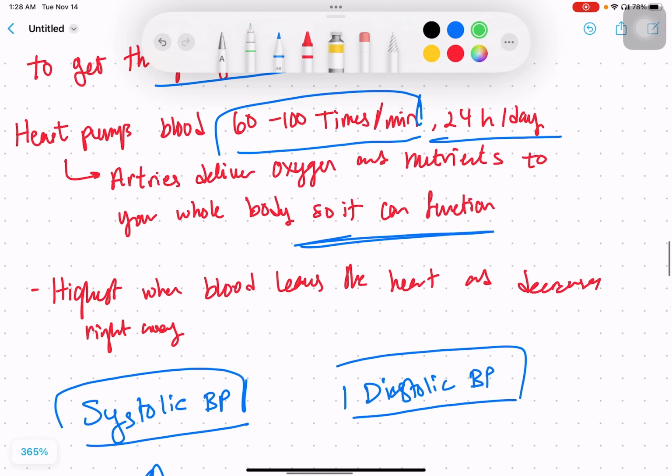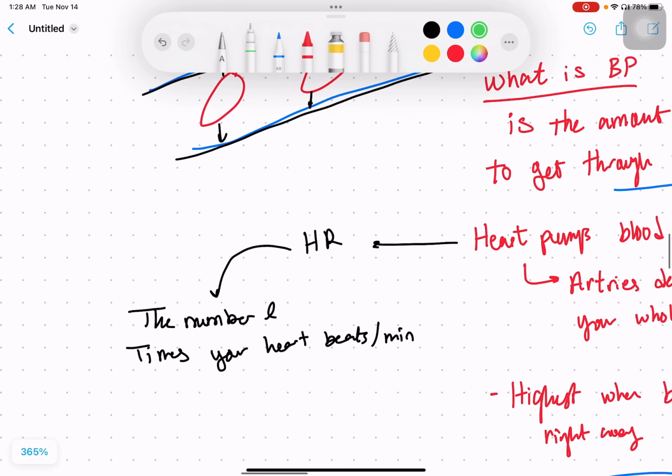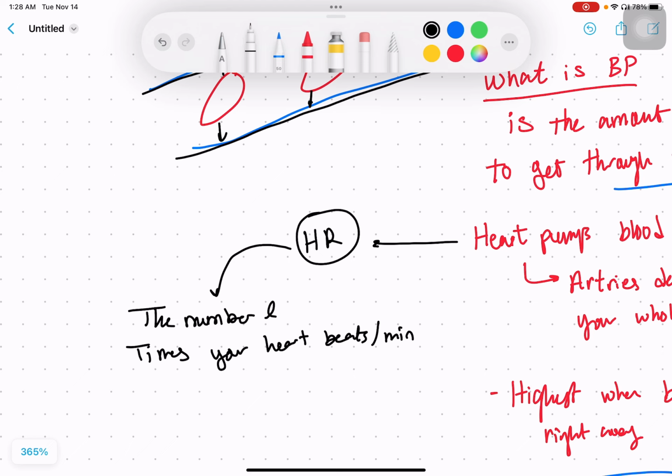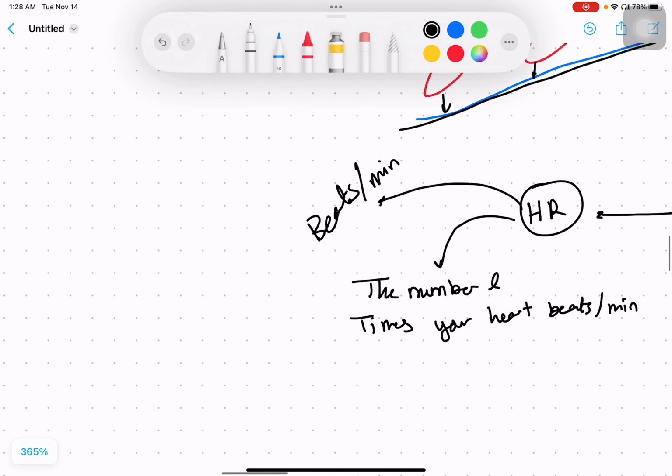What else? Here we can also say that we have heart rate. Heart rate represents beats per minute. So we've got beats per minute. And what does that mean? That means how many times your heart beats or pumps per minute.